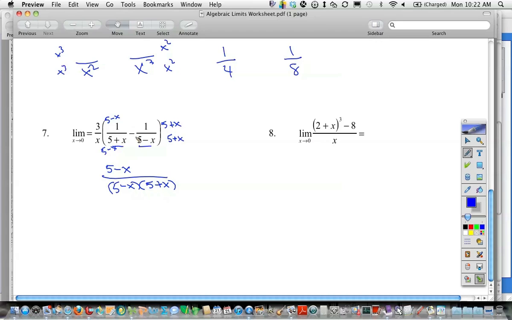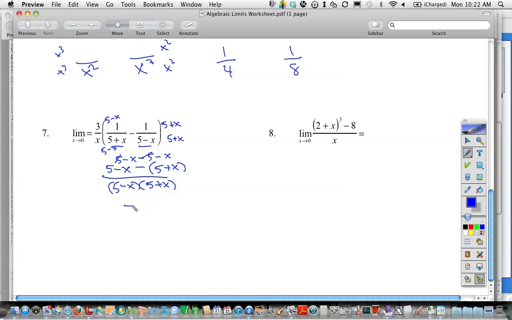Don't forget this minus sign in the middle here. That's one that will get you. Minus, and then 5 plus x. So we're going to have to distribute that minus. And I won't forget about that 3 over x out there. That'll come in a minute. So we end up with 5 minus x minus 5 minus x when I distribute that. So what happens?